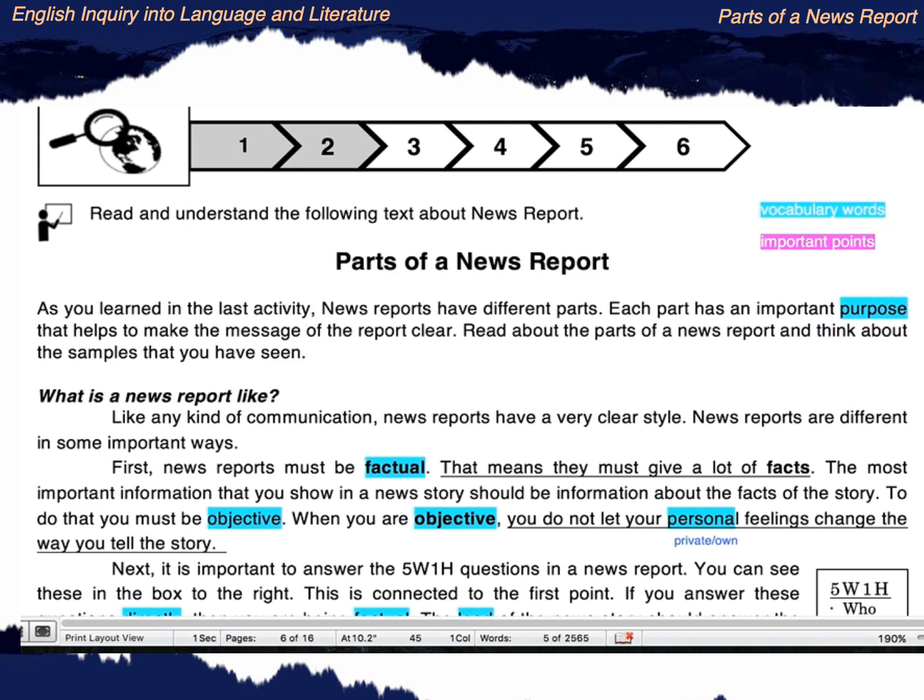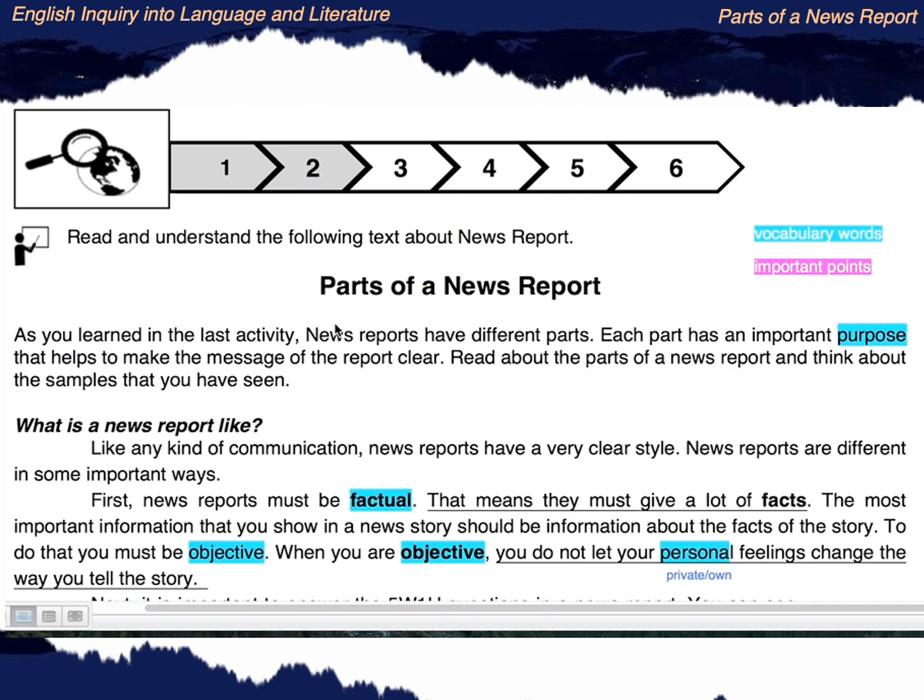now we have understood the text. Now let's go to finding. Let's find the important points of a news report. Next, let's read again and find the important points. Let's mark it with a pink marker. Okay, parts of a news report. As you learned in the last activity, news reports have different parts. Each part has an important purpose that helps to make the message of the report clear. Read about the parts of a news report and think about the samples that you have seen.